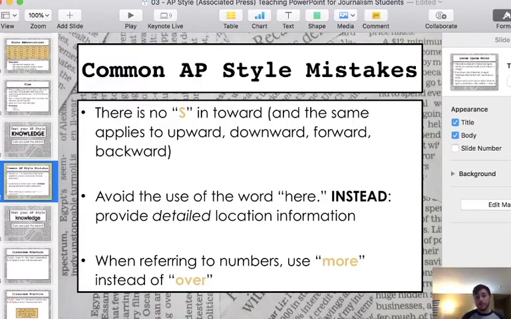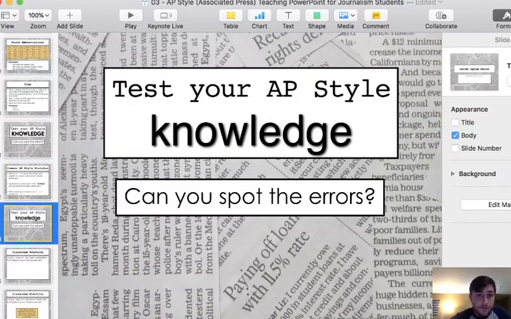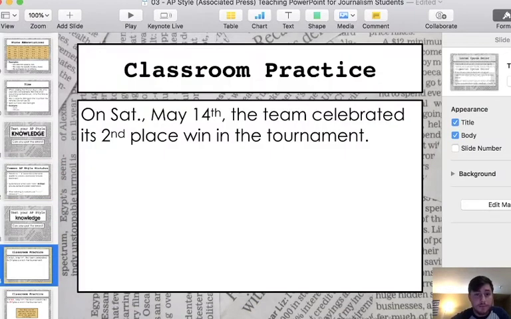So when you're referring to numbers, okay, use more than compared to over. For instance, 13 is more than 12, but I don't say 13 over 12, okay? Because then you're talking about fractions and that doesn't make sense, okay? So let's go into more examples here.